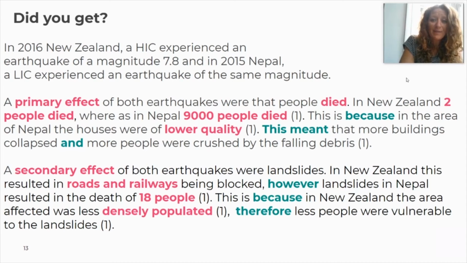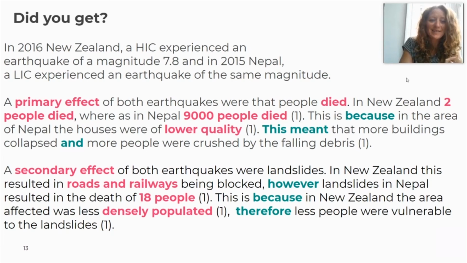Now, what I've got there is my statistics, so my 2 deaths in New Zealand compared to the 9,000 deaths that happened in Nepal. But what's really important is I've added in the reason why that happened. So the fact that the houses were of lower quality meant more of them would have collapsed, and that actually more of them would have killed people because of the falling debris.